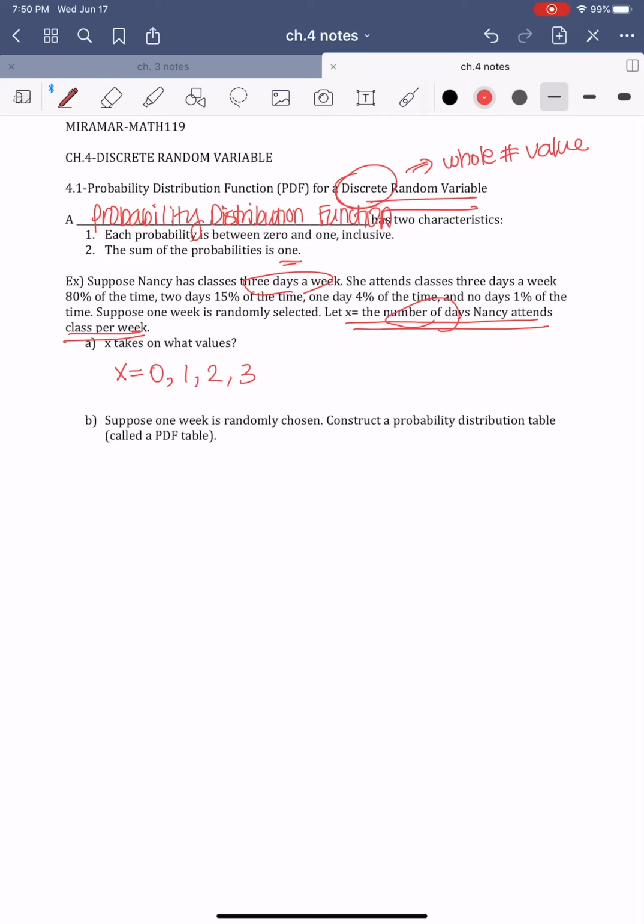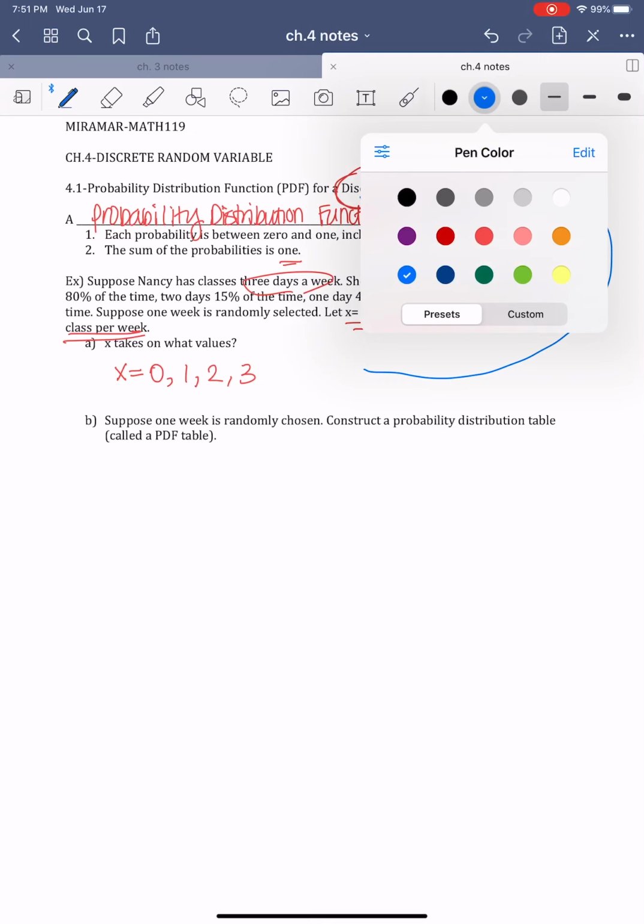So all the possible days that Nancy can attend class per week are either 0 times, 1 time a week, 2 times a week, and 3 times a week. And this is what I mentioned about whole number values. This X represents whole number values. So this is a discrete random variable. Okay. Suppose 1 week is randomly chosen. Construct a probability distribution table called a PDF table.